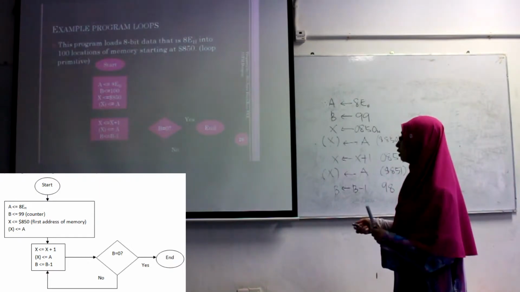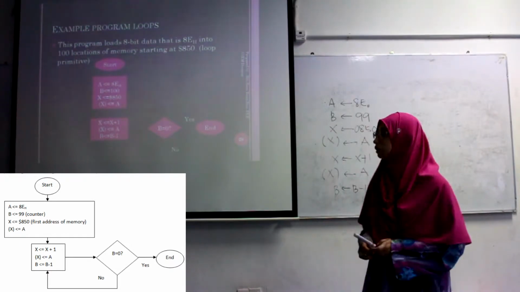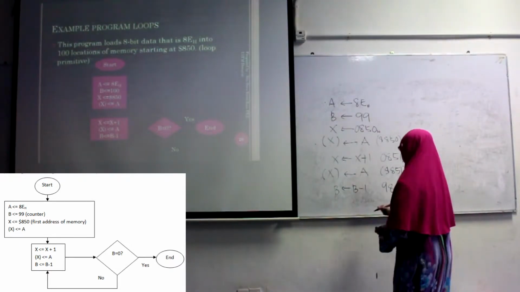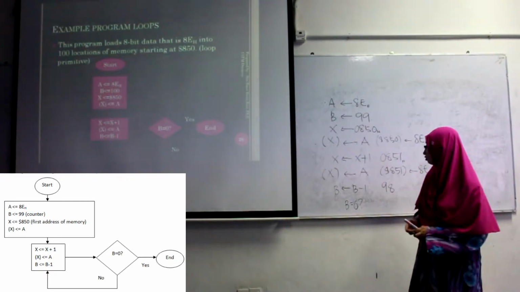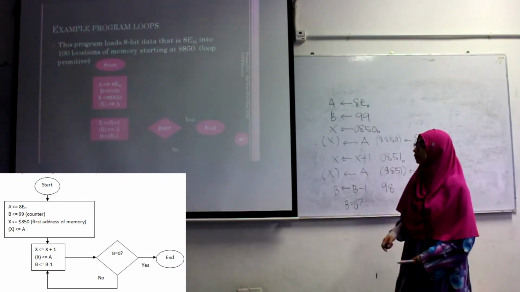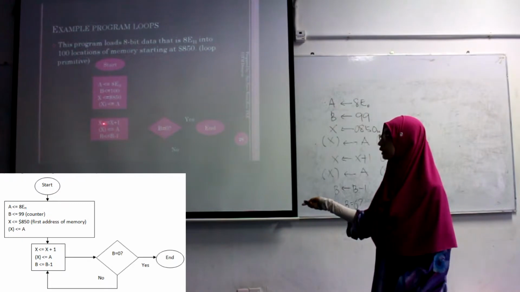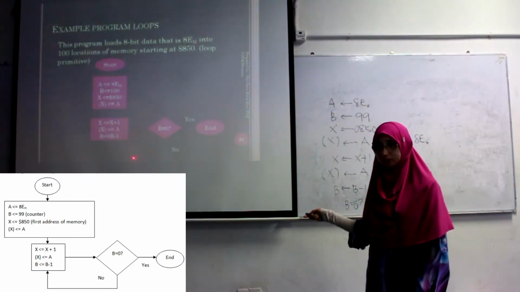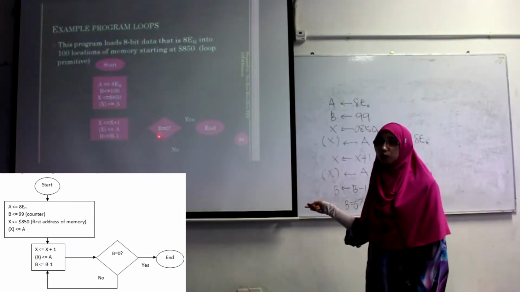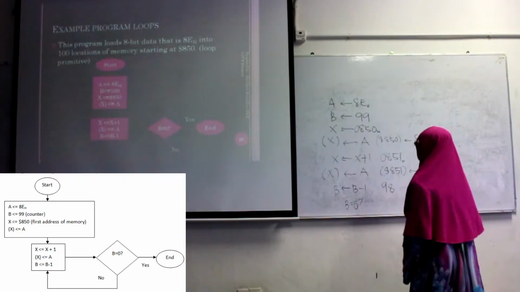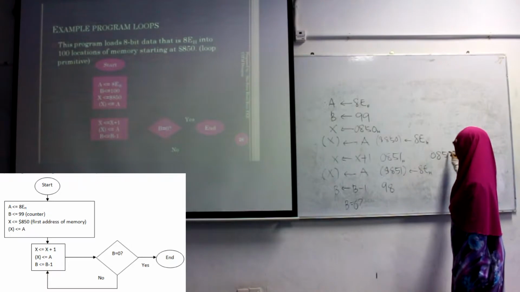And then next is the condition, B equal to 0. Now we know our counter is not 0. So what happens if not 0? It will go back to this point. So this is a looping. We will always repeat this as long as B is not equal to 0. So we increase X by 1 to become 0852.